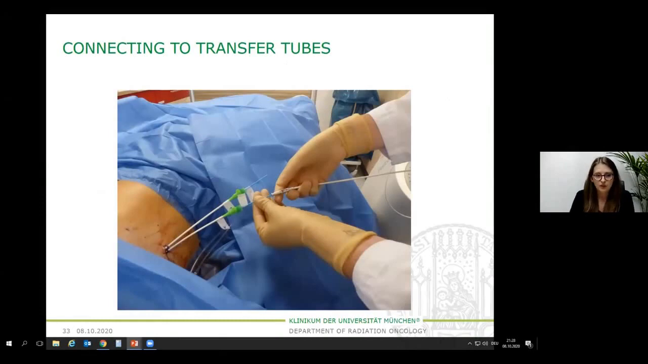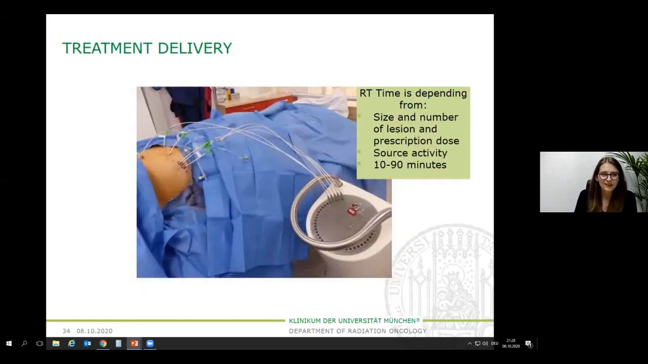Then when you're done with planning, obviously you connect your transfer tubes. You're all experts in brachy, so that's nothing special. And then you do the treatment delivery. I only wanted to point out that treatment times are a bit different than what you're used to if you do prostate or cervix or other things, because you can have very long treatment times. If we have very large lesions which we are going to treat with 25 gray, and if your source is not super new, such a treatment can last 90 minutes beam on time. So that's a really long time. We now change our source every 6 weeks, otherwise it's too long for the single treatments.